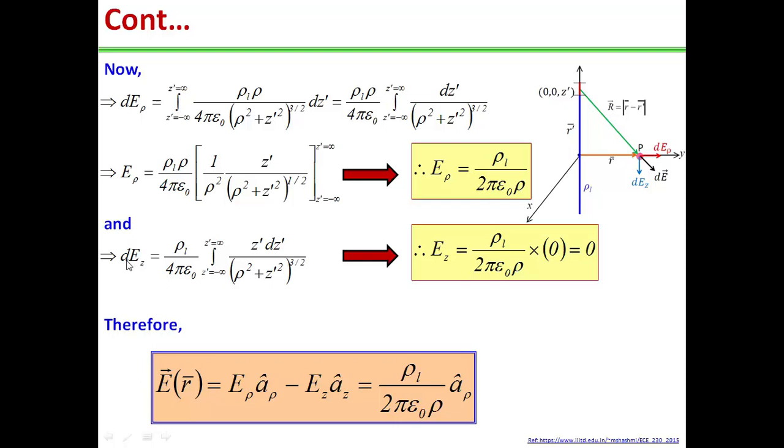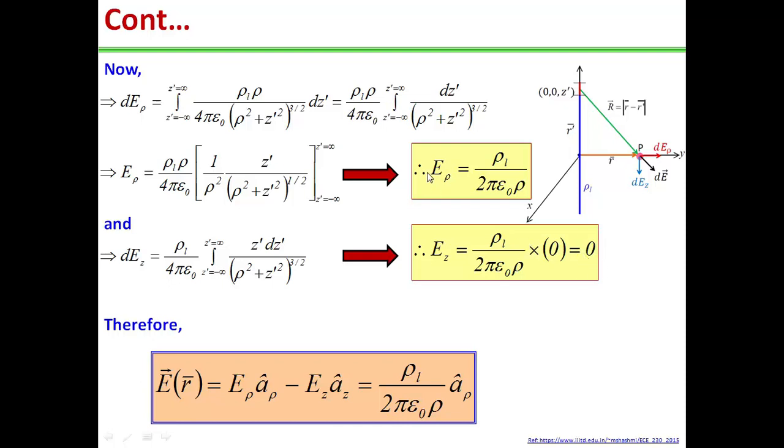Whereas we will solve the electric field component along the z direction. Ez is equal to rho L divided by 4 pi epsilon naught times the integration from minus infinity to infinity of z' dz' divided by (rho square plus z' square) to the power 3 by 2, and after integration with respect to z' we will find the Ez component as 0.